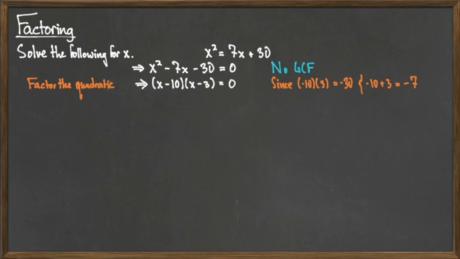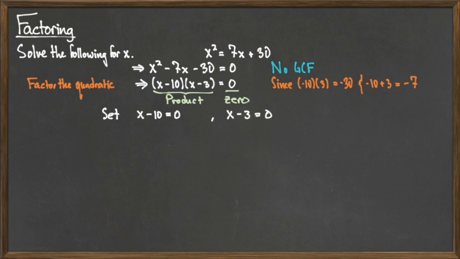So even though I can't use the GCF method to factor polynomials in every case, I can sometimes factor a polynomial using the AC method. This still lets me use my zero product property like I want. My left-hand side is a product of things, my right-hand side is 0, so I can set each individual factor equal to 0. So I get the two equations, x minus 10 equals 0 and x minus 3 equals 0.